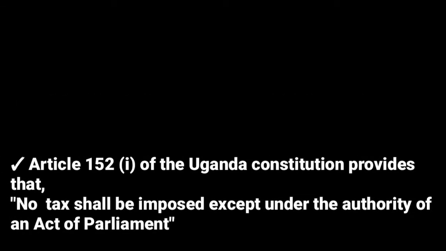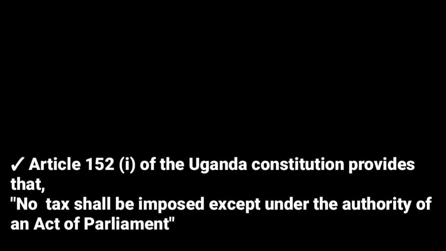So the first legal basis is Article 152, Part 1 of the Uganda Constitution. It provides that no tax shall be imposed except under the authority of an act of parliament. So the fact that income tax is imposed means that it is authorized by an act of parliament. So the first legal basis is the act of parliament.